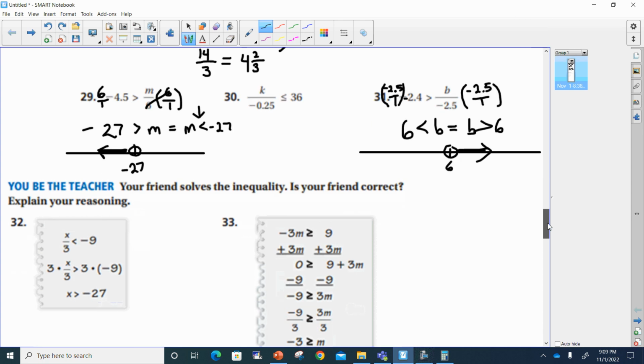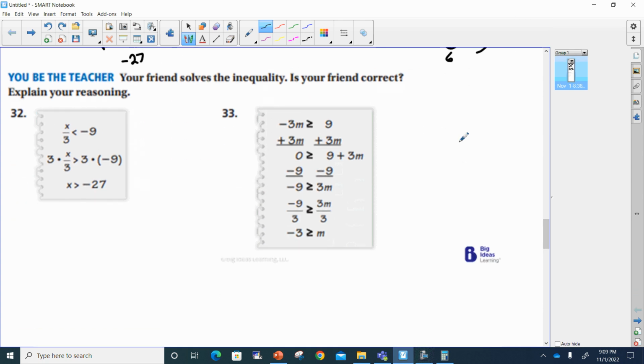All right, next it says your friend solves the inequality. Is your friend correct? Explain the reasoning. Well, I'm doing number 33. He says that negative 3m is greater than or equal to 9. So he's going to add 3m. That is totally incorrect because negative 3 is being multiplied. I don't do addition because addition is not the opposite of multiplication.